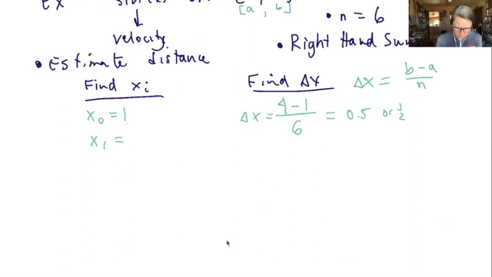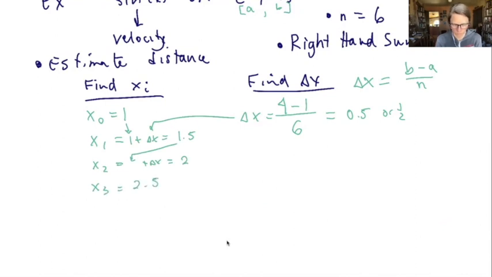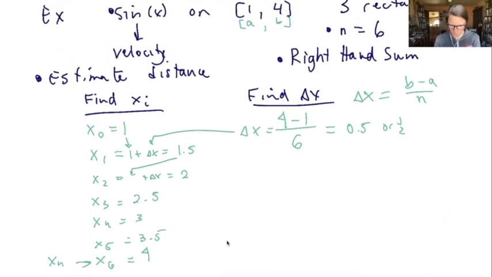Yeah, so x1 is going to be the previous value plus delta x. So it's going to be 1.5. What's x sub 2? It's the previous value plus delta x. So that's going to be 1.5 plus 0.5, or 2. What's x3? 2.5. x4 is 3. x5 is 3.5. And x sub 6 is 4. And I stop there because this is my x sub n. This is when I'm done. It's also the 4 for the endpoint there.